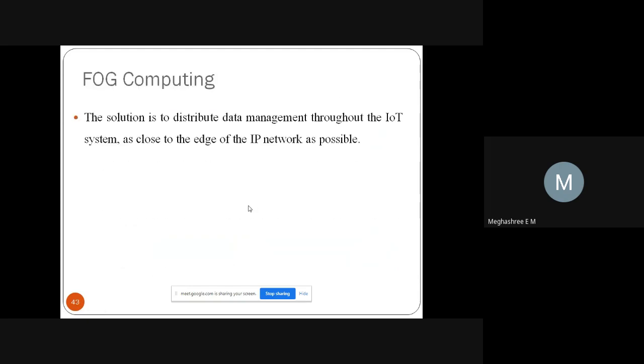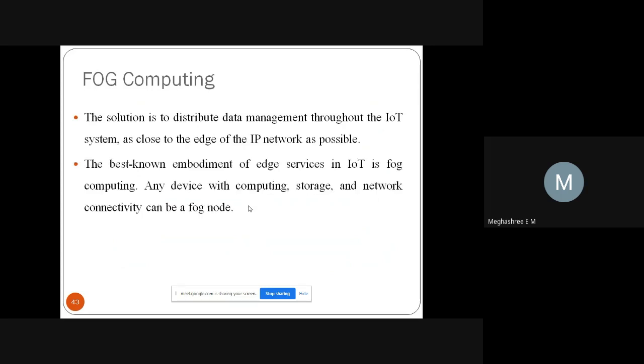So the solution is to distribute data management throughout the IoT system as close to the edge of the IP network as possible. To do this, we include edge services in the IoT, which is called fog computing. So the computing which is done at the edge level. Edge level is where the objects or the devices are deployed.